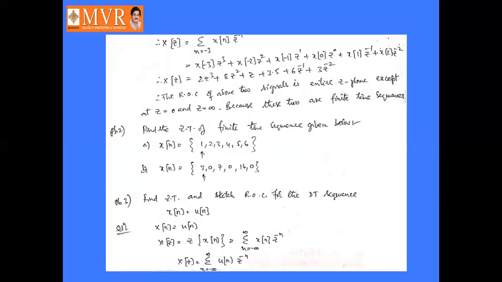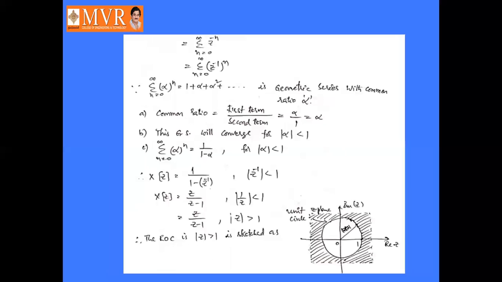And the third problem: find the Z transform and sketch ROC for the discrete time sequence. Okay. So here the sequence given is x of n equal to u of n. What is u of n? It is the unit step function. Okay, it is varying from 0 to infinity. So how is it defined mathematically? So u of n is equal to 1 for n greater than or equal to 0, and is 0 for n less than 0, right? So here it is varying from 0 to infinity.